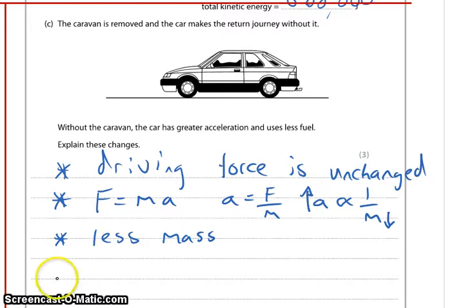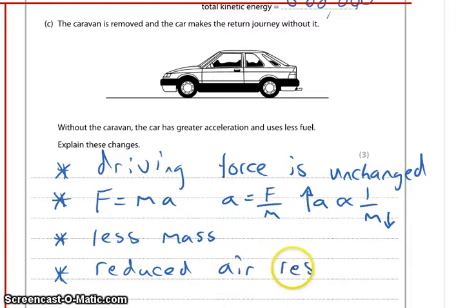You could also use arguments about there being reduced air resistance, because we no longer have the surface area of the caravan included, and the car's surface area is much less.